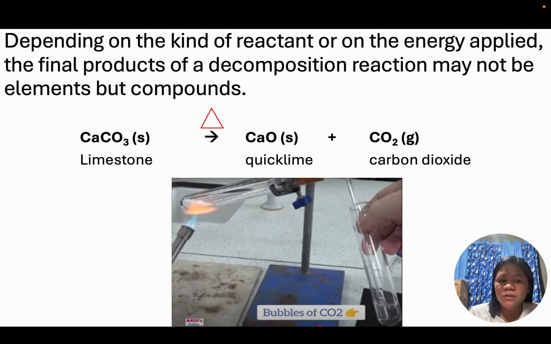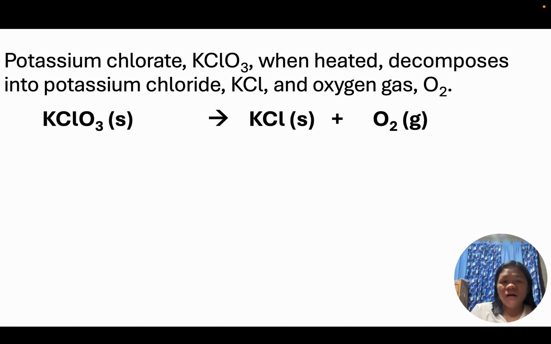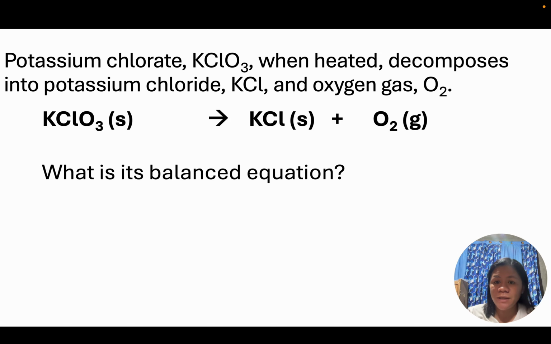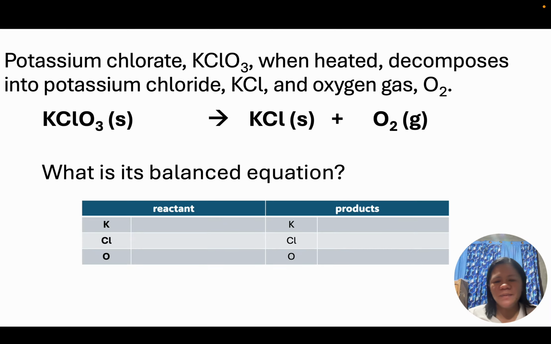So on this slide, another example of a decomposition reaction is our potassium chlorate, which in the presence of heat will decompose into potassium chloride and oxygen gas. But of course, we have to know its balanced equation in order for us to know how many molecules it will produce. So here, we are balancing an equation again.